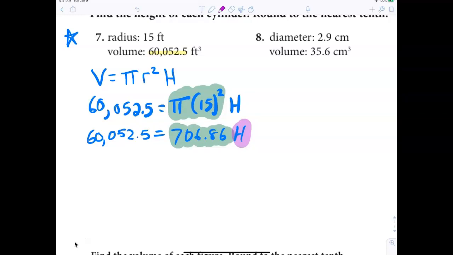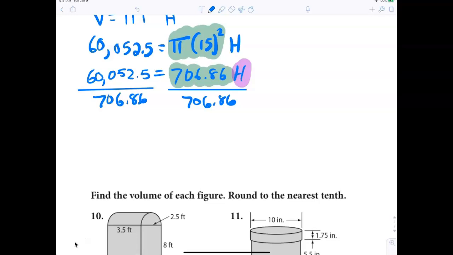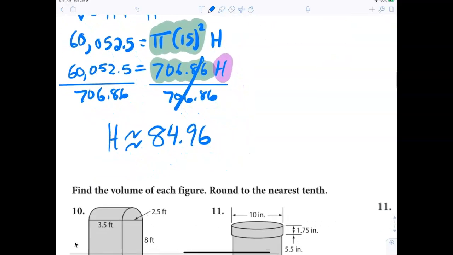Now, are you happy with that? All right. So from there, I need to solve for h. So solving for h, I would have to do what? Tell me. 60,052.5 divided by 706.86. Yes, exactly right. And now these two things cancel out because you divided them. So h, the height, was approximately 84.96, and we'd say that would be about feet.